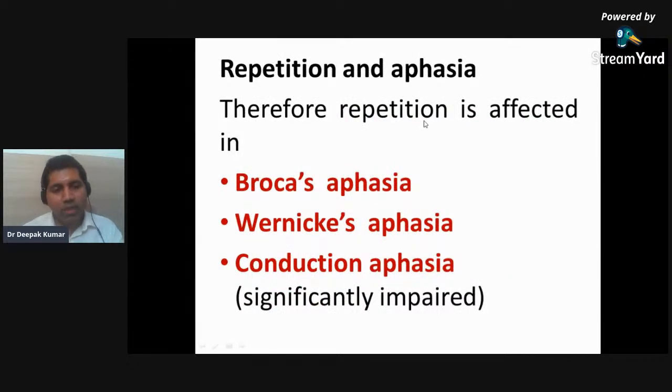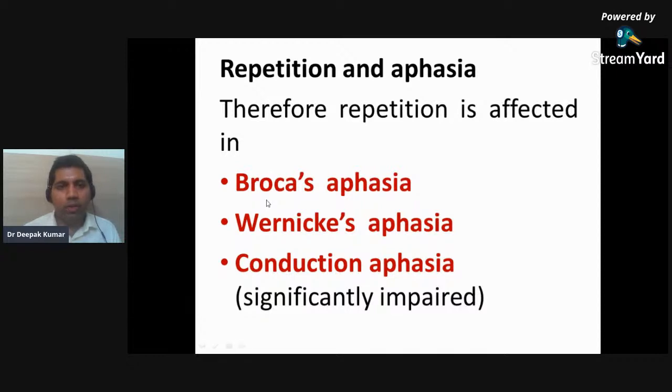Now let's look at what happens in aphasia. We understood the act of repetition now. Now let's see how repetition is impaired in different types of aphasias. So I told you the colored areas were red only for these three. The rest of them were in black. Because for repetition, it's absolutely necessary that the integrity of the primary circuit, the central circuit, is maintained for someone to repeat.